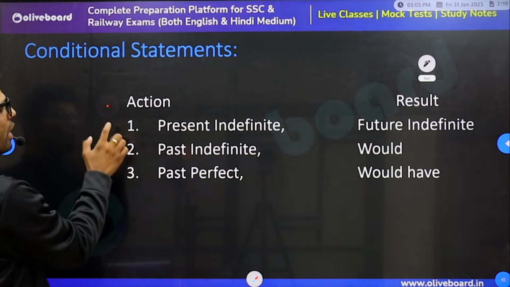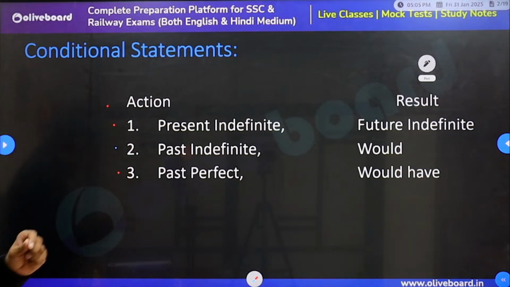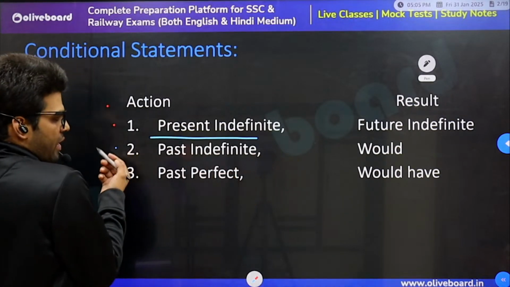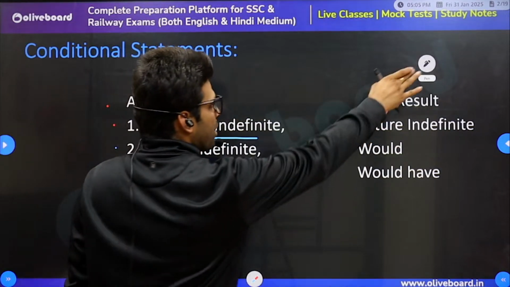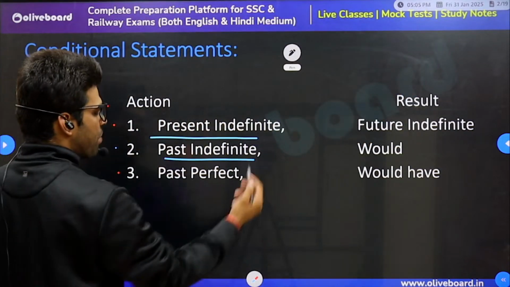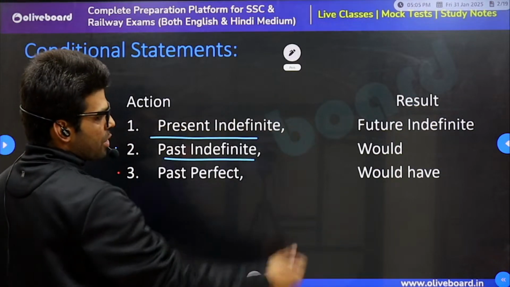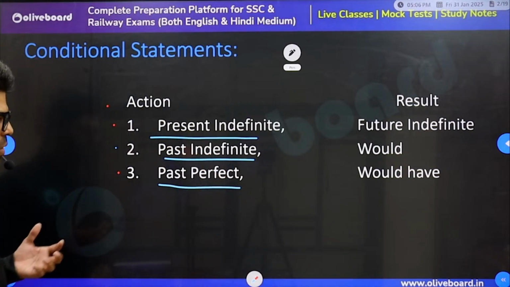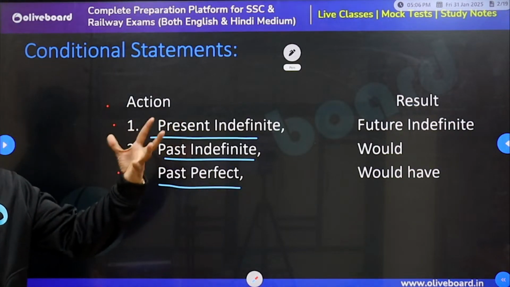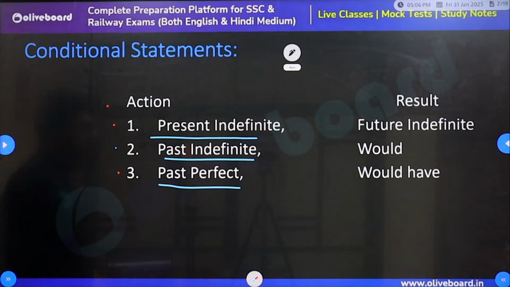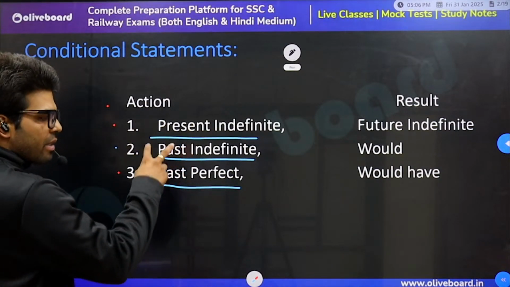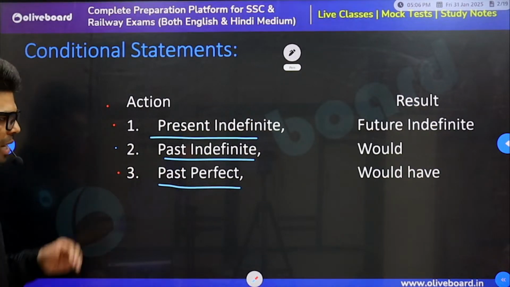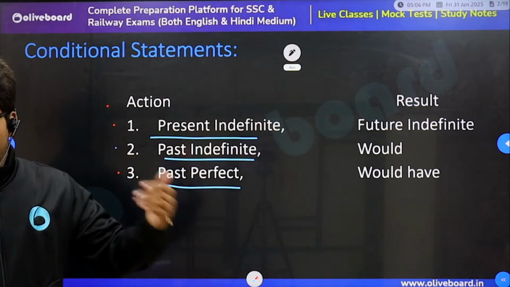We have three conditional clauses here. Basically, I'll make them derive, to be honest. The first sentence is in present indefinite, the result should be in future indefinite. The second one is past indefinite. If the condition is there, the result should have would. And if the first sentence, the condition, is in past perfect, then the result should have would have mandatorily marked out there. I repeat, if we talk about present indefinite, then the result should be in future indefinite. When we say past indefinite, the result should have would. And when we talk about past perfect, the next sentence should have would have over here.